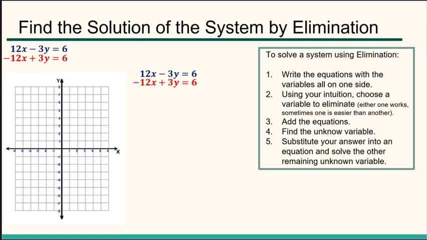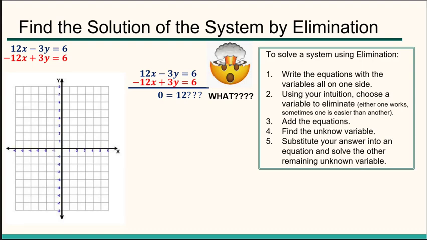Look how if I add 12x and negative 12x, that'll be a 0. Let me do that. So I'm just going to add them. Oh, wait a minute. I get 0 x's, 0 y's, and 6 and 6 are 12. 0 equals 12? That's not true. So let's see what's going on. Let's look at what this set of equations looks like on a graph.